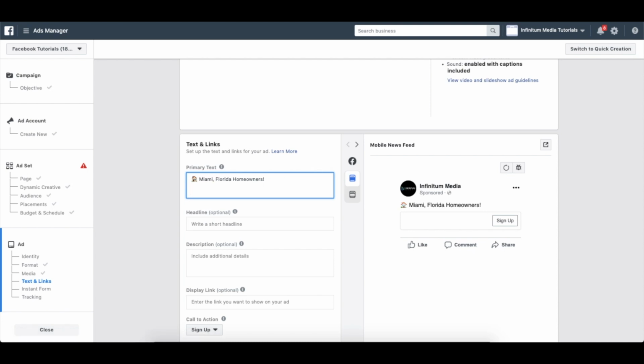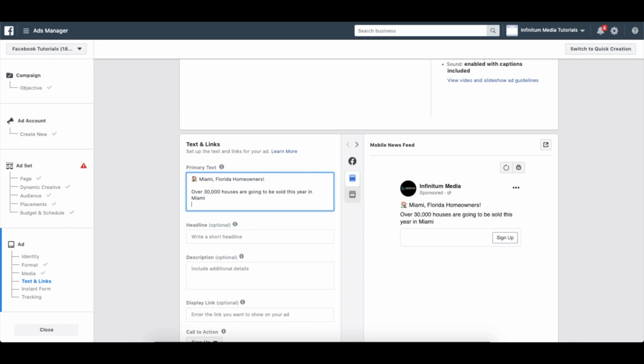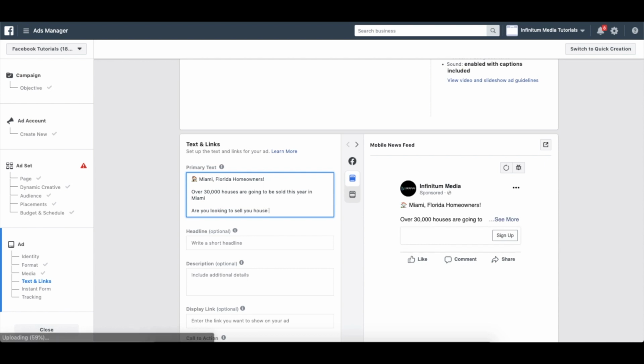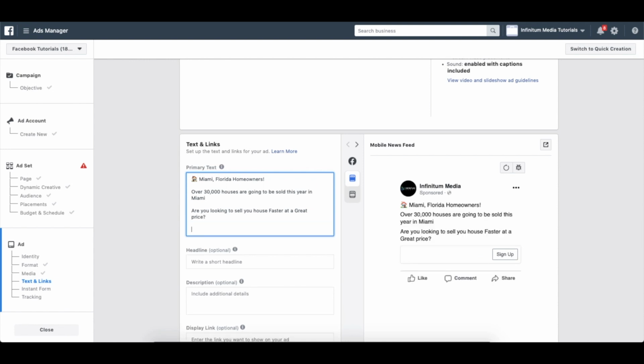Okay, and then I'll start off with the bold headline: over 30,000 houses are going to be sold this year in Miami. Are you looking to sell your house faster at a great price? Then I'll tell them about the lead magnet.